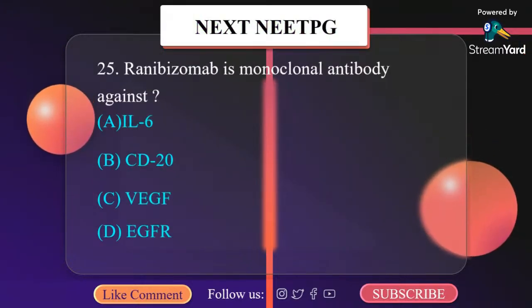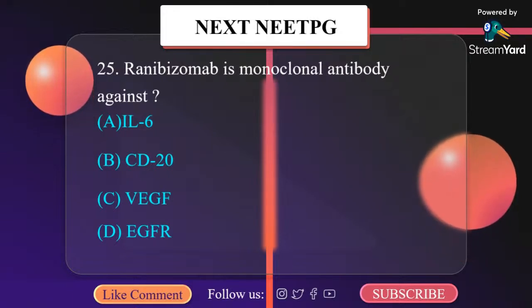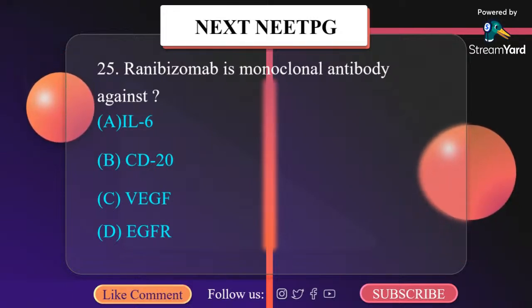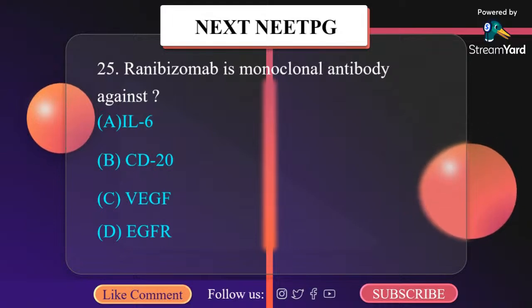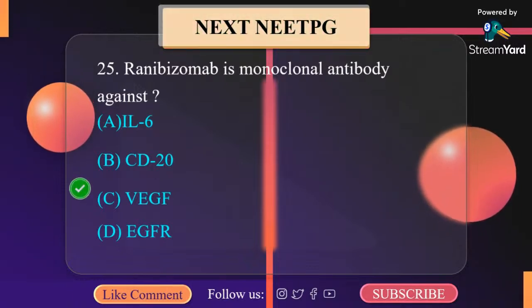Ranibizumab is a monoclonal antibody against VEGF, vascular endothelial growth factor. So the correct option here is C.